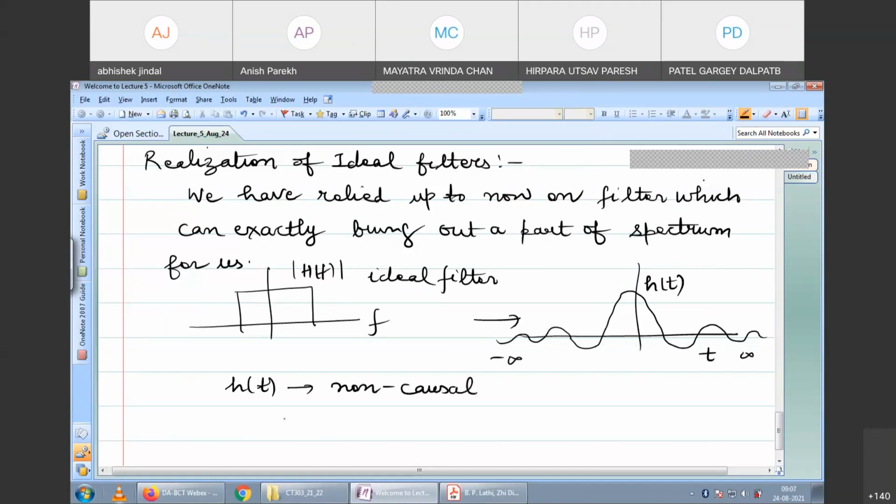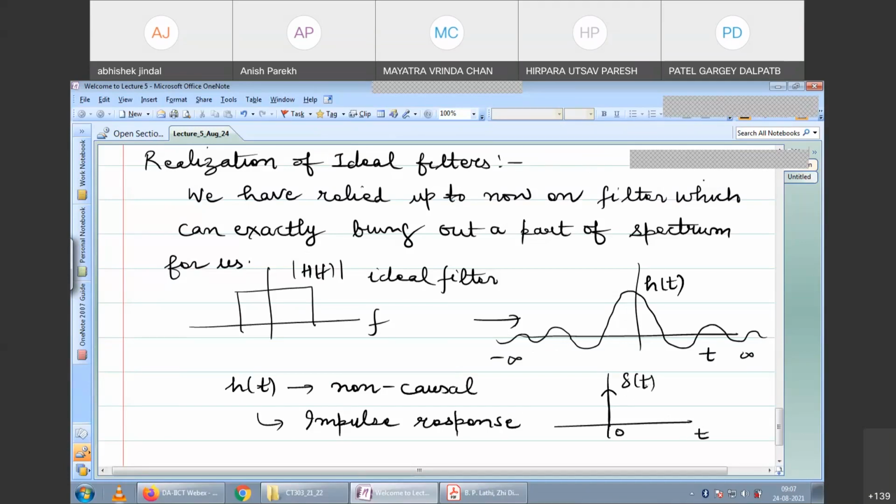Why? Because h of t is the impulse response. Now the problem is that the impulse response says that if I apply an impulse, suppose this is time t, this is 0, and this is your delta of t. But the problem is that this filter is having an output before even the impulse is applied. Why? Because for the whole negative axis, it is giving you some sort of an output. So even before I apply an impulse, this filter is giving me an output, which is undesirable.